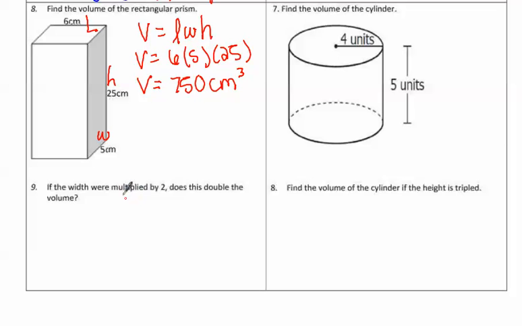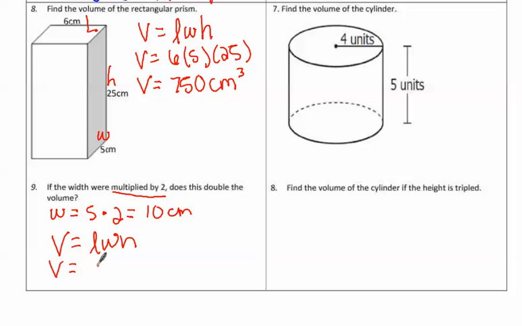If the width were multiplied by 2, does this double the volume? So if the width is originally 5, and you double it or multiply it by 2 to get 10 centimeters, let's see what this does to the volume. Again, write down the formula. You get 6 times 10 times 25. The new volume is 1,500 centimeters cubed.